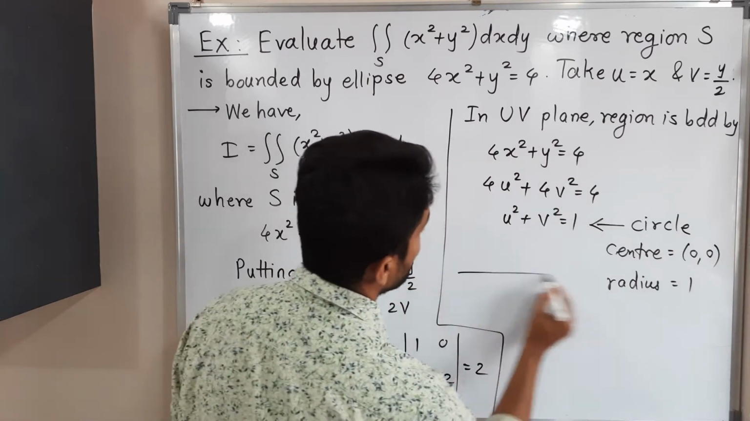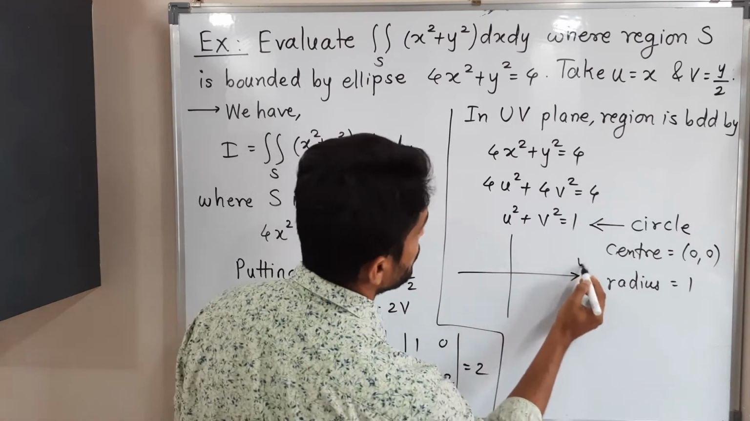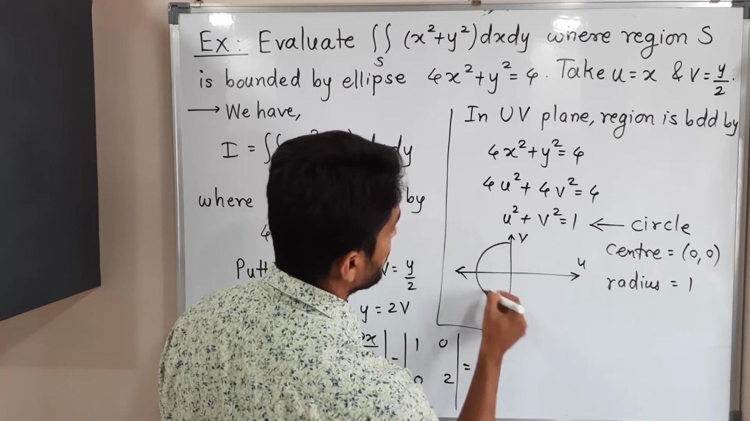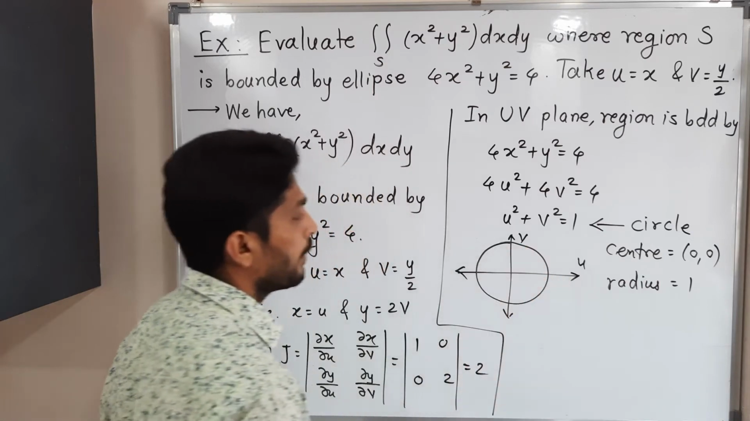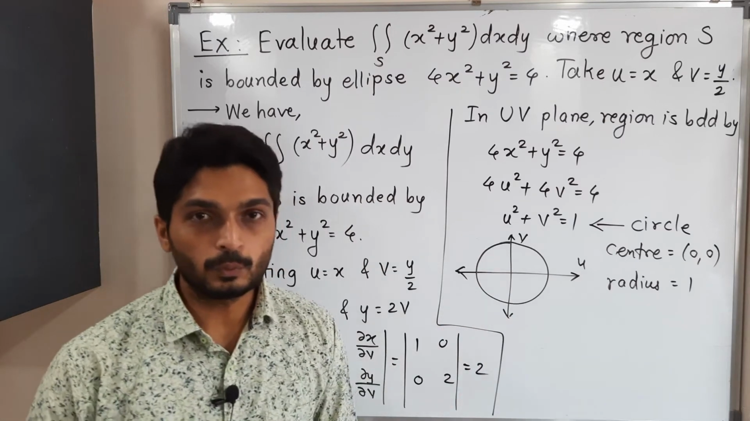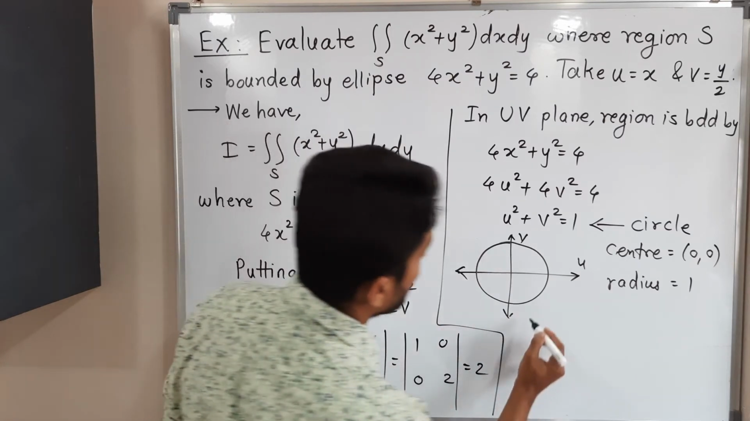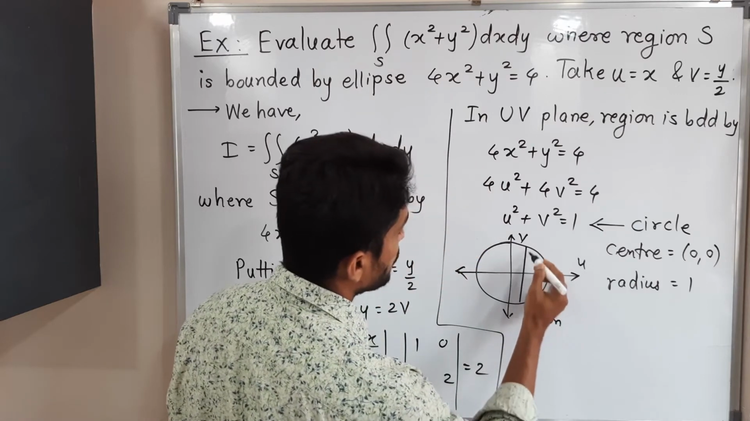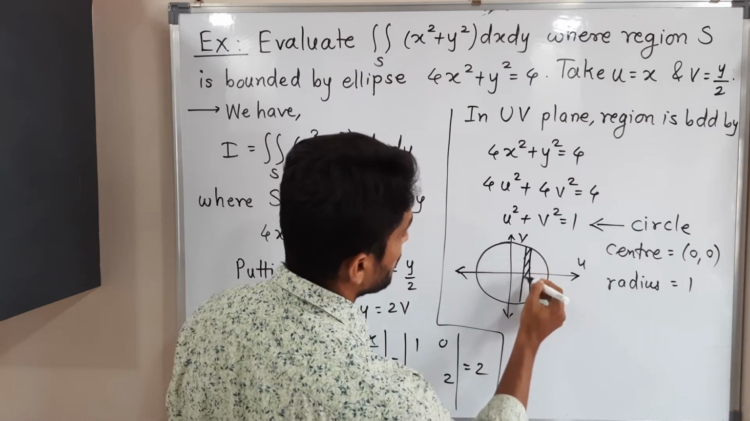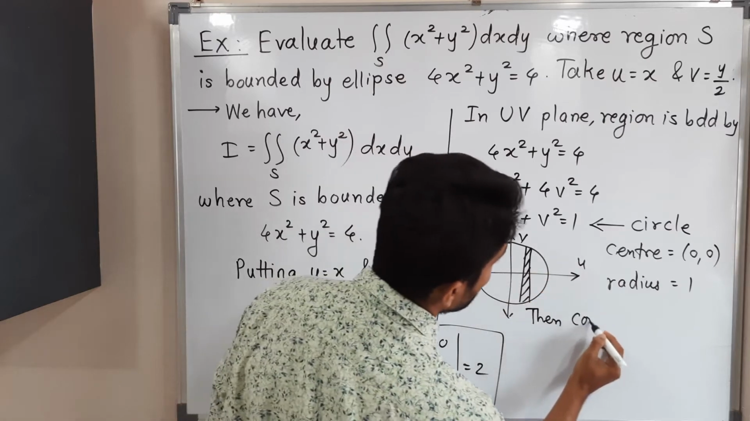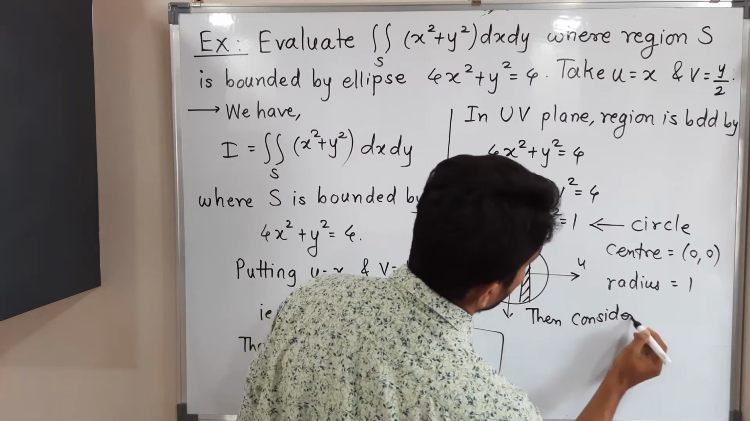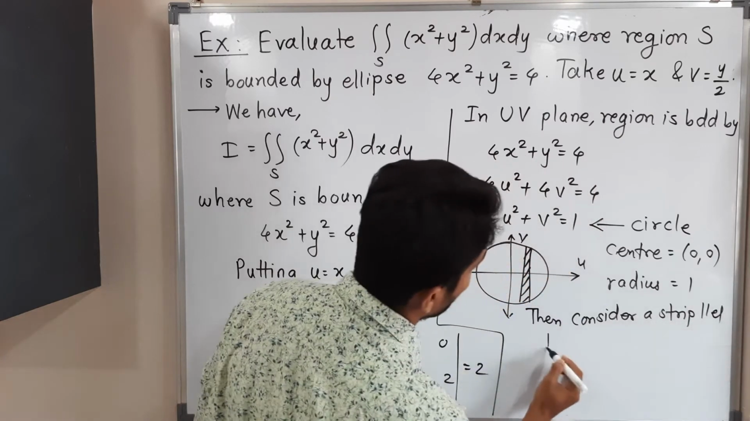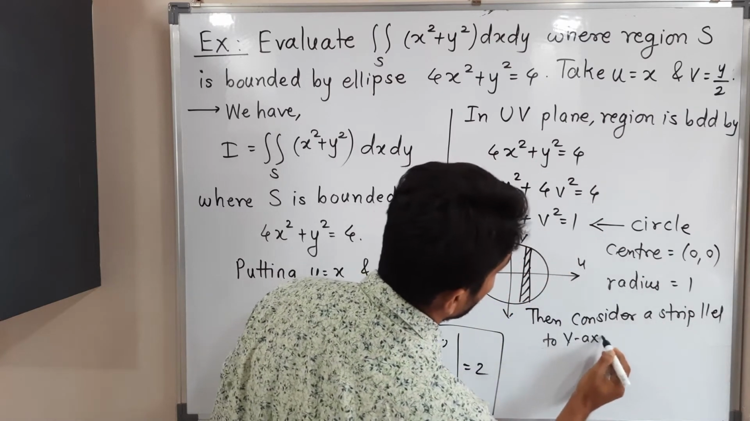I will draw a rough sketch here. In the uv plane, this is the u axis and this one is the v axis. We have a circle here having radius 1 and center origin. Then we have to find limits. So I will consider a strip parallel to the v axis.